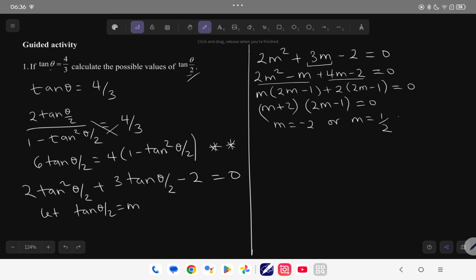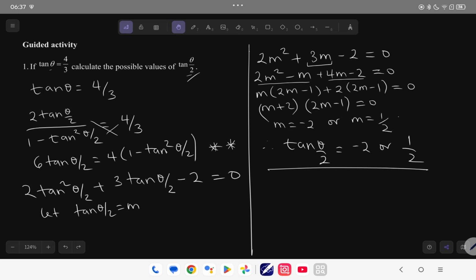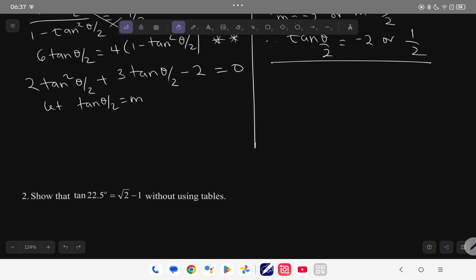But what was our m? Our m was tan theta over 2. So therefore, tan theta over 2 is equal to negative 2 or a half. Now we have found the values of tan theta out of 2. Next question.